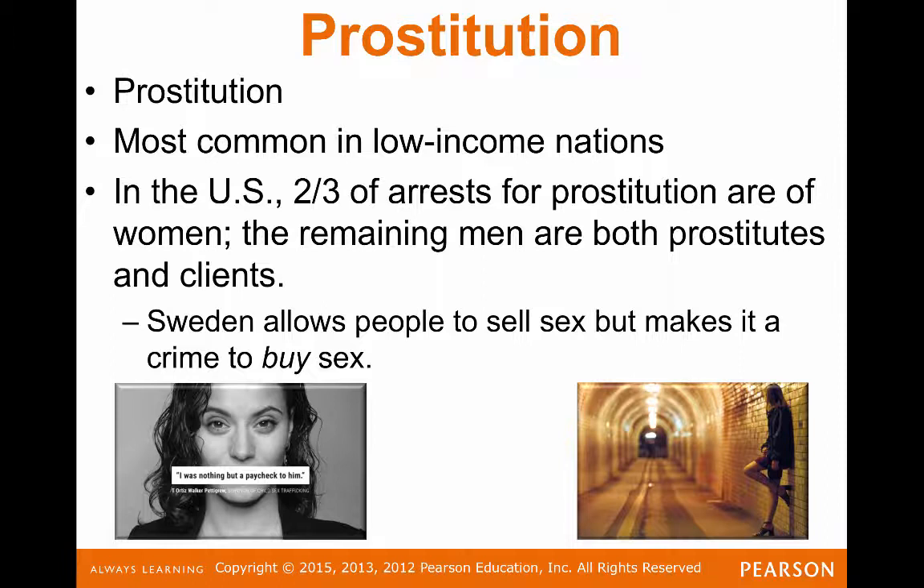In the U.S., 2/3 of arrests for prostitution are of women. The remaining men are both prostitutes and clients. So it's interesting that we make the issue of prostitution illegal for the person that is selling their sexual services, while in places like Sweden, they allow people to sell sex, but they make it a crime to buy sex, meaning that you put the actual legal ramifications on the person who is buying sex. Again, a lot of these women, especially looking at it from a context of low-income nations, have no other way to financially support themselves.